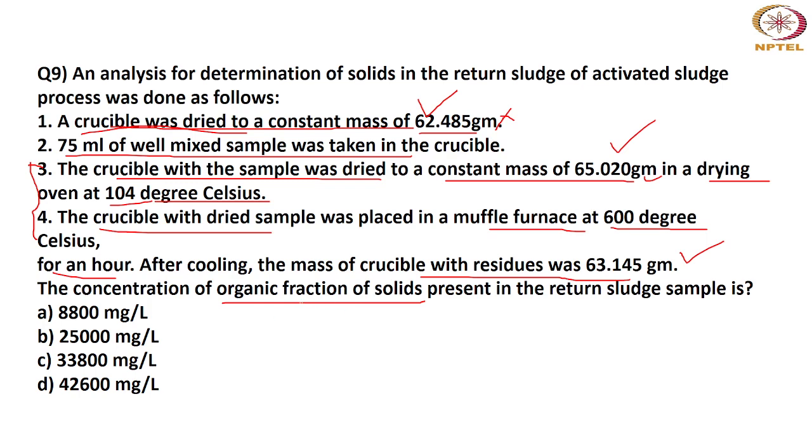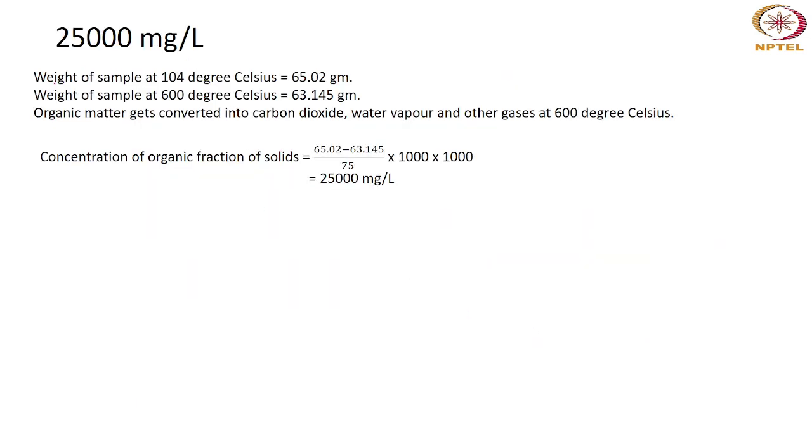So the organic fraction of the solids is gone. The residual is not the organic fraction. That's why it's remaining in that crucible. So how will we write? The weight of the sample at 104 degrees Celsius is 65.02 gram, and the weight of the sample after 600 degrees Celsius temperature, I'm getting as 63.145 gram.